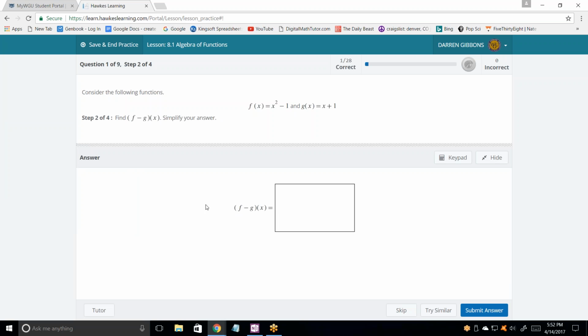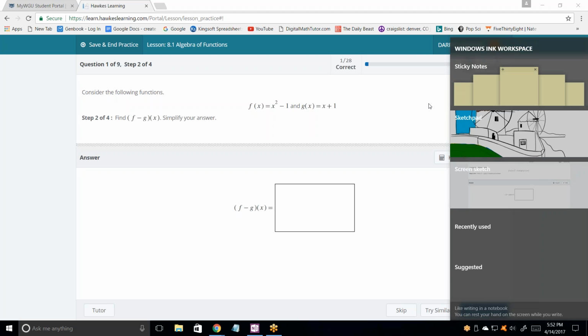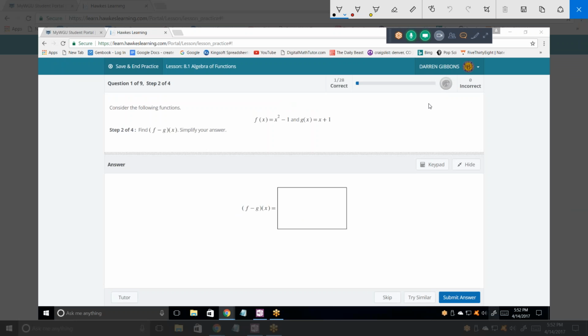So they're going to give us some preliminary stuff. Subtract the two functions, what do you get? In other words, you get x squared minus 1 minus x plus 1. Now notice in this case, when I remove the parentheses, I can't just remove the parentheses.